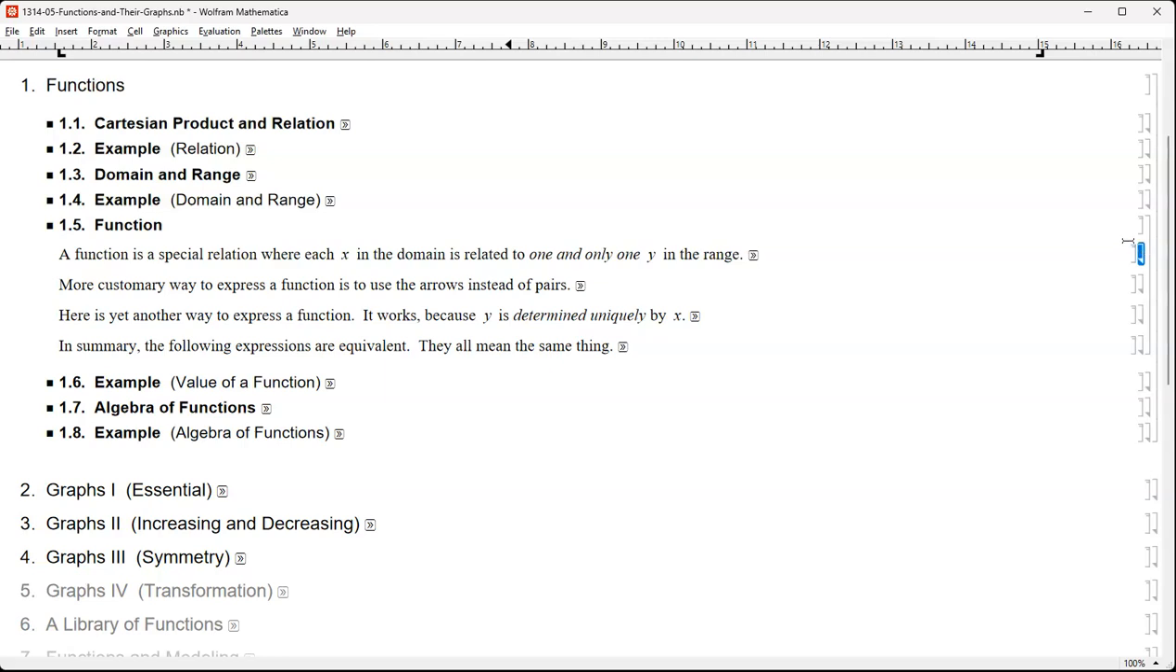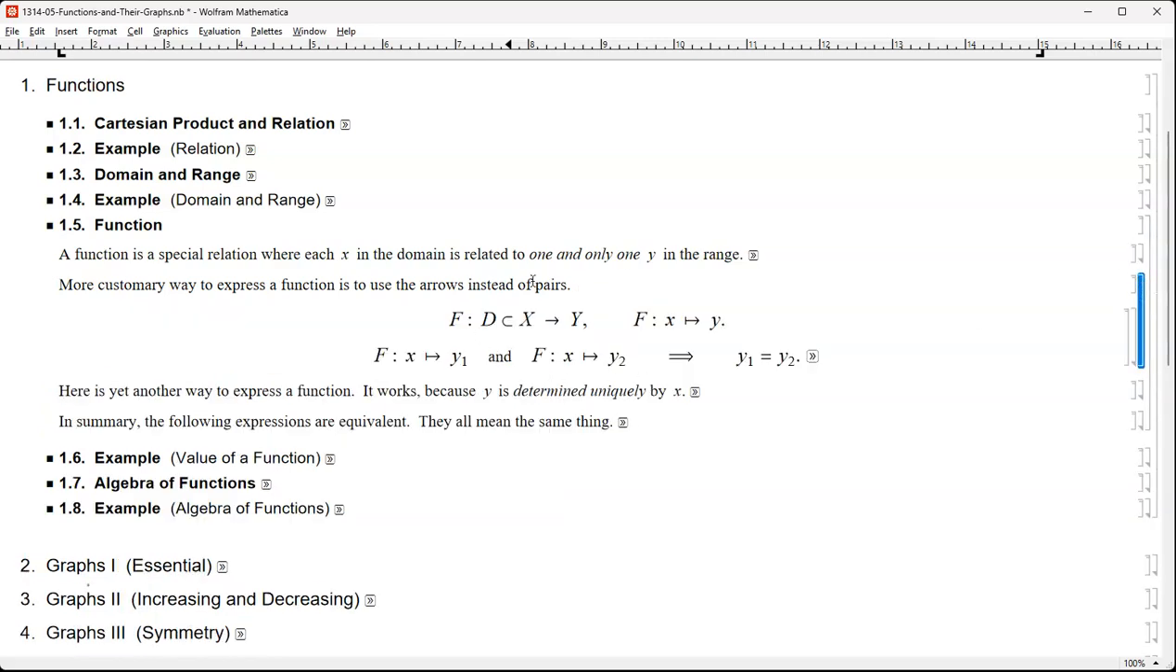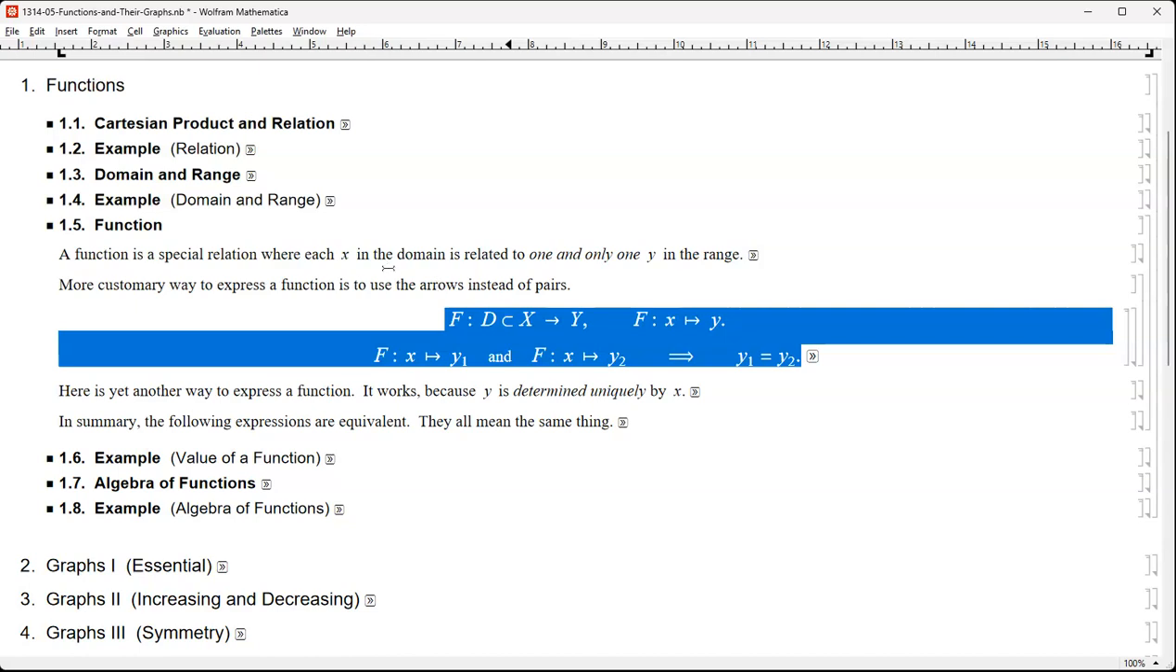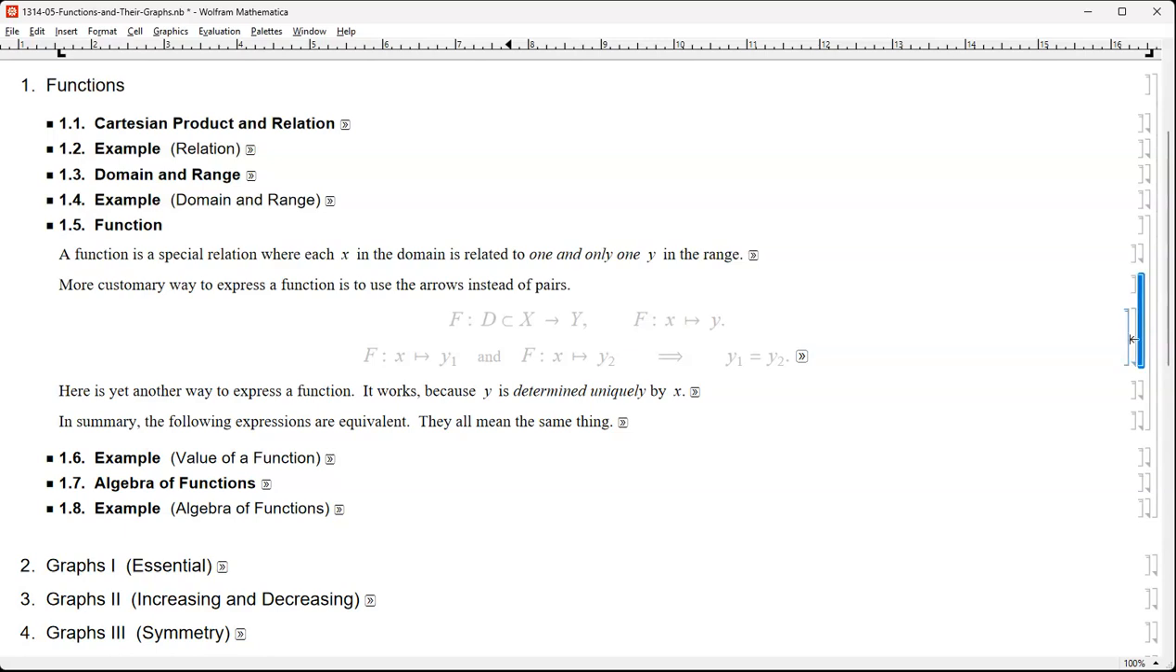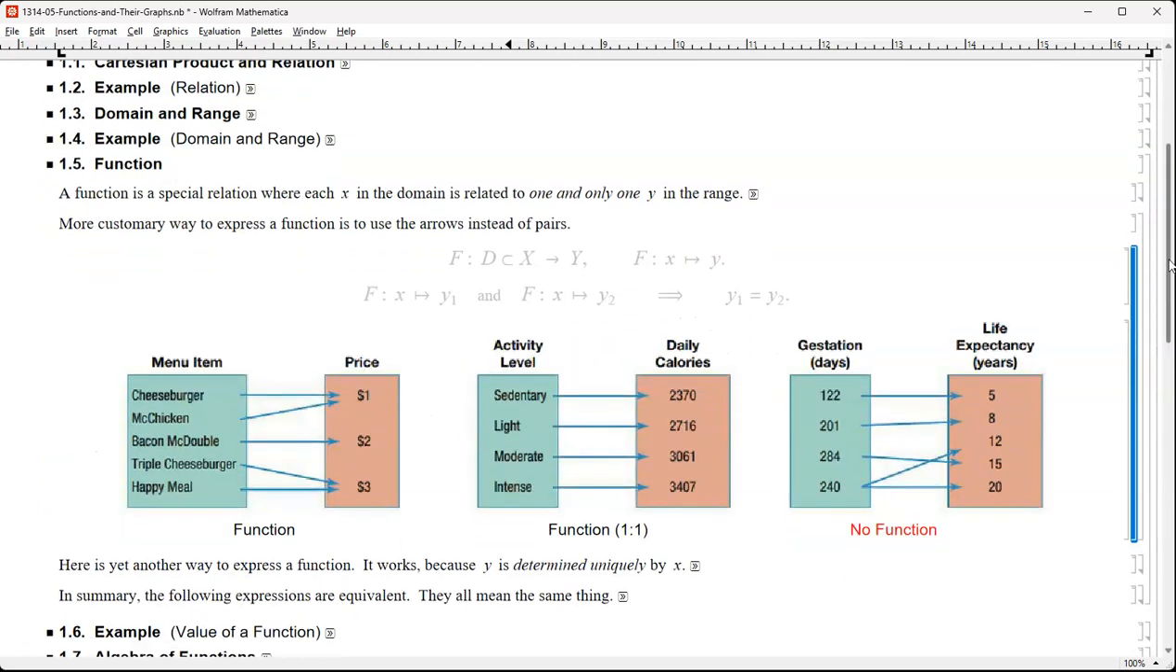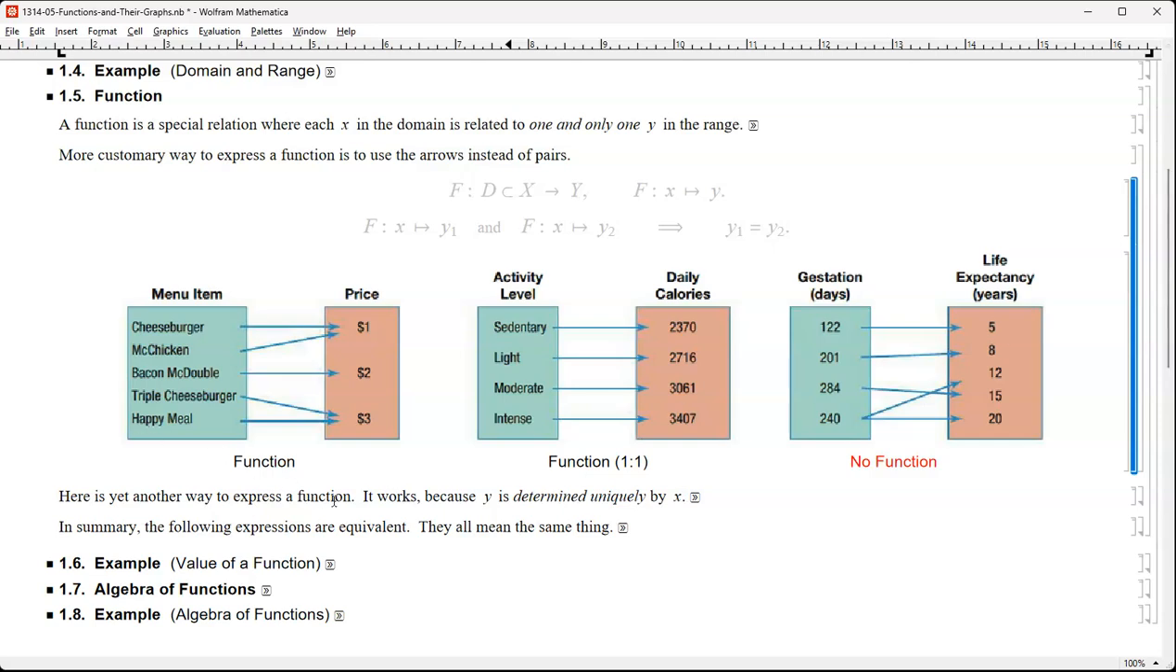Another way to express the function is to use arrows. Again, let's not pay too much attention to these symbolic expressions. This exceeds the college algebra level, but we can understand it through examples. Cheeseburger $1, McChicken $1, bacon double $2, and so on. Yeah, this is a valid price tag. More than one item can share the same price, but that's okay. Each item has one and only one dollar amount. This is a function too, but this is a one-to-one function, a little bit special. So I can come back to it as well.